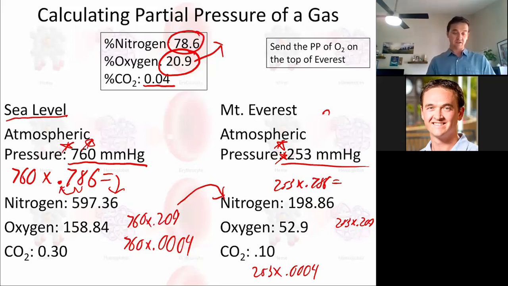Again, you need to memorize this. You need to memorize that percentage of oxygen. Okay, I'll give you everything else you need. I'm not going to give you equations, but I'll give you everything else you need as far as, I'll give you the total atmospheric pressure. And that's really all you need to calculate partial pressure of oxygen. You will not need to memorize the percentage of CO2 and the percentage of nitrogen.